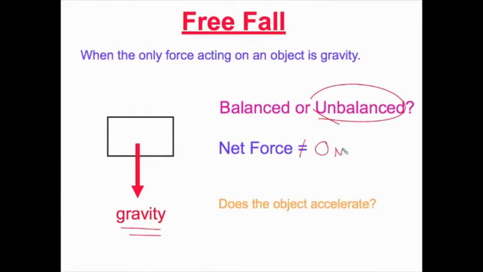0 newtons. It's anything but 0. And the object will accelerate. On Earth, it will accelerate at 9.8 meters per second squared. That means the speed goes up 9.8 meters per second each second that it falls.